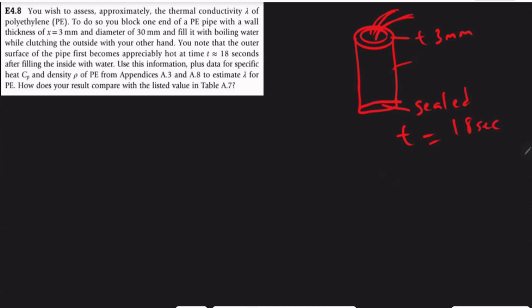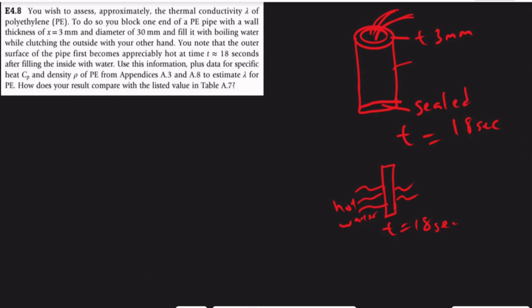So this is the wall thickness of 3 millimeters, and you have hot water in the pipe, and at t of 18 seconds, here becomes hot as well. So this is the hot water. So we are trying to determine diffusivity in this material.